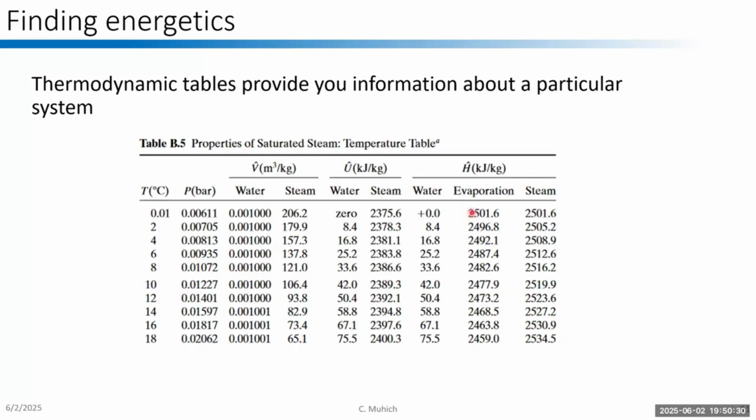Oftentimes, what you'll see when we look at these tables is we have not only the liquid and the vapor versions of water, but you'll also often have an enthalpy or heat of vaporization. This is just the energy difference between the liquid and the vapor enthalpies. If you're looking at something that may be changing phase between solid, liquid, and gas, you may have a third column that would, in this case, be ice, and have these same pieces. And then you would have not just the evaporation, but also the heat of melting.